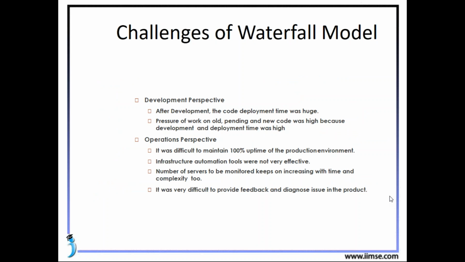So what were the biggest challenges for the waterfall model? As we saw, after development, the code deployment time was huge. Pressure of work on old, pending and new code was high. And from an operations perspective, 100% uptime was not present. Infrastructure automation tools were not effective. The number of servers to be monitored keeps on increasing with time, and complexity has also increased. And it was very difficult to provide feedback and diagnose the issues in the product. It was not efficient enough.